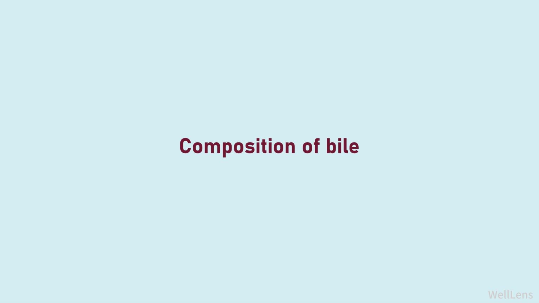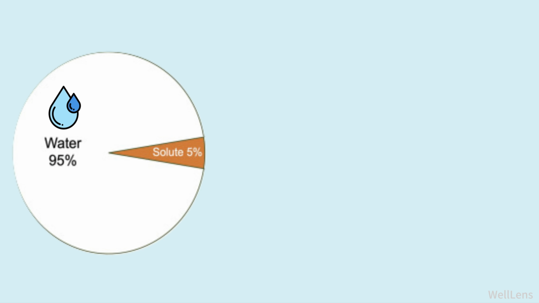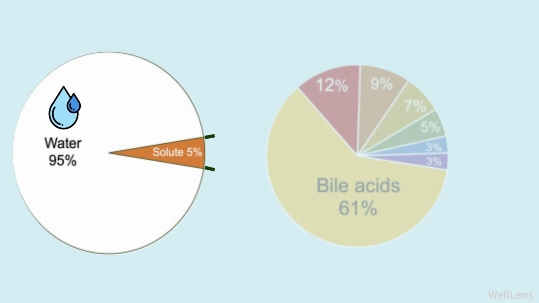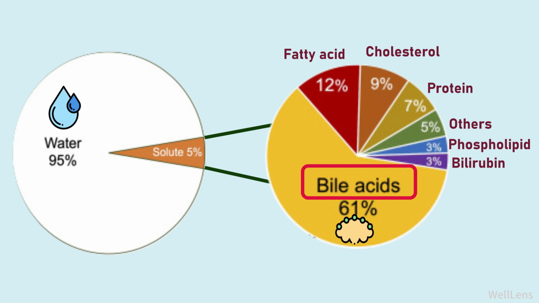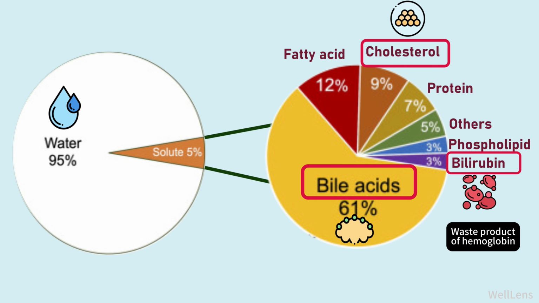Bile is composed primarily of water, making up 95% of its total content. The remaining 5% consists of solutes, with bile acids being the major component. These acids act as detergents, helping to emulsify fats for digestion. Other key components include cholesterol, a type of fat present in bile, and bilirubin, a waste product derived from hemoglobin, the protein responsible for carrying oxygen in the blood.